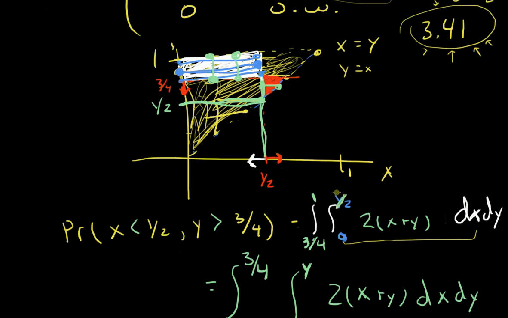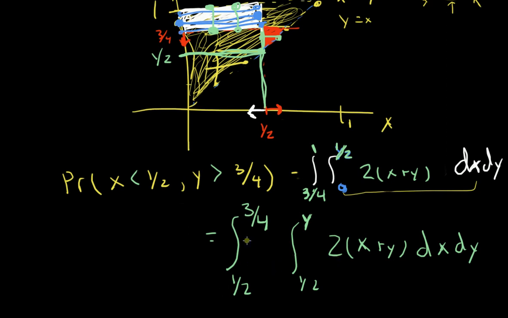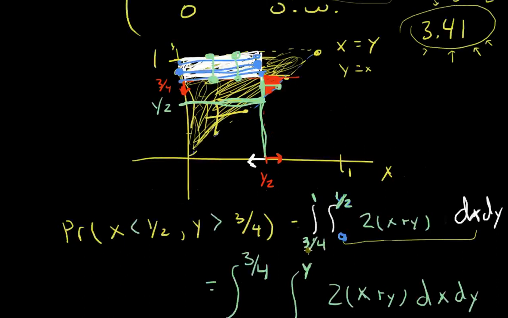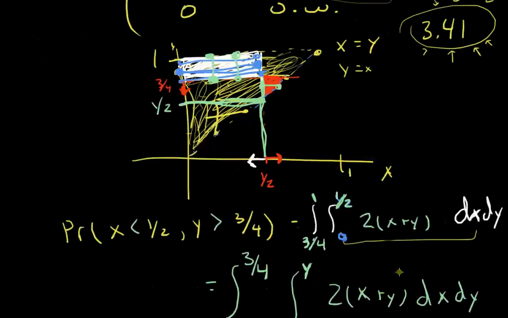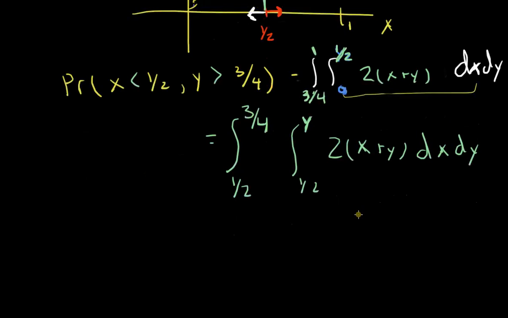So it goes from 0 to 1/2, 3/4 to 1. Before it was 1/2 to 3/4, 1/2 to y. You can't know where you're integrating over unless you have some sort of graph like this. You need to draw it out and understand what's going on. Like I said, you can finish these problems on your own.